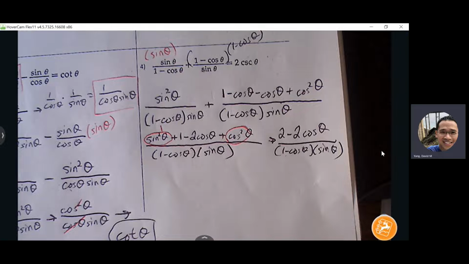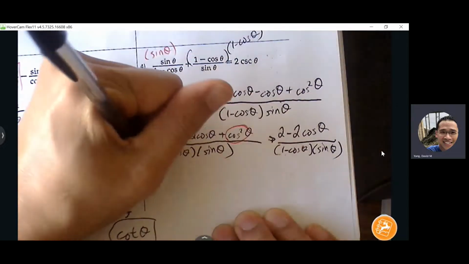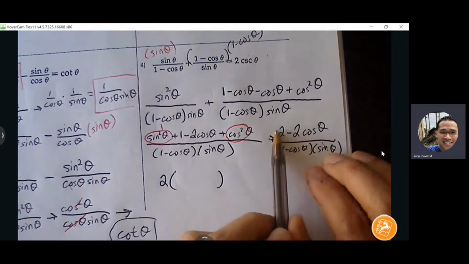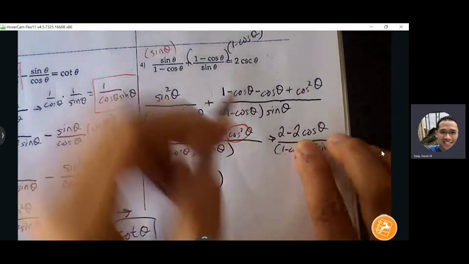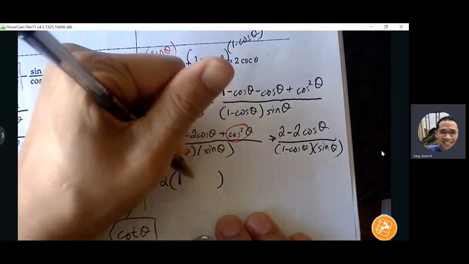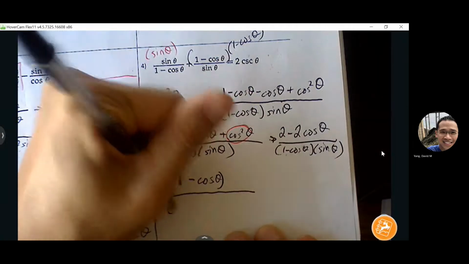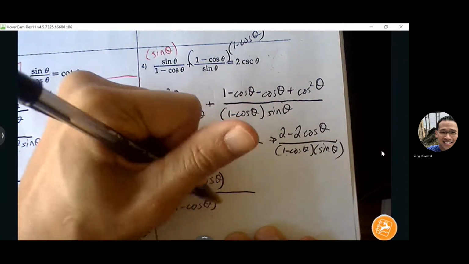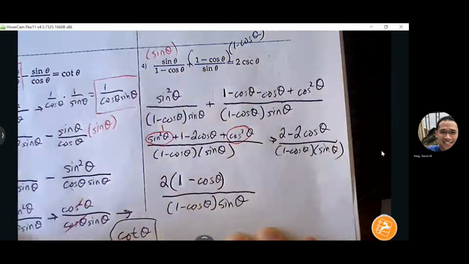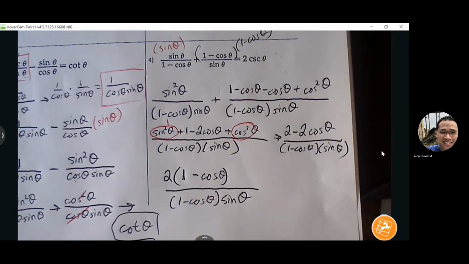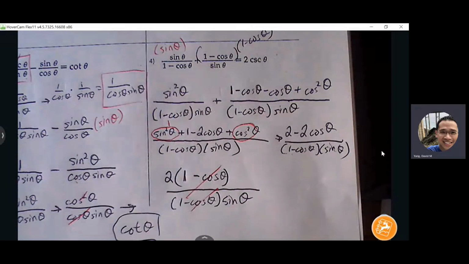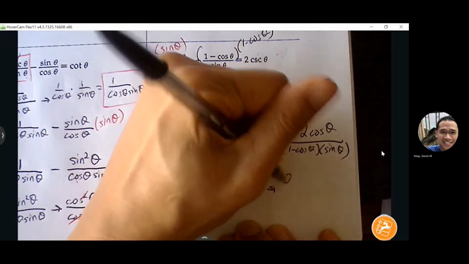Seen this problem before. Okay. What can we do with the numerator to get it to look a little differently? Factor, right? GCF of 2. If I divide both terms by 2, 2 divided by 2 is 1. 2 cosine theta divided by 2 is just cosine theta. Cancel, cancel. 2 over sine is the same thing as what?